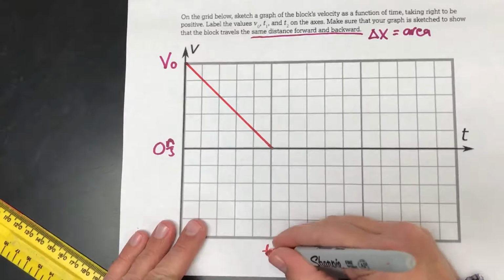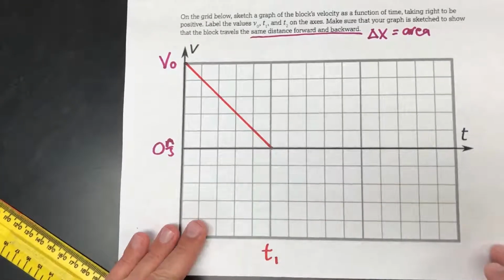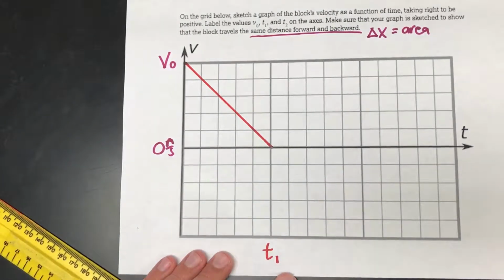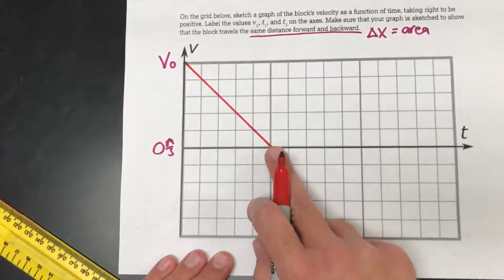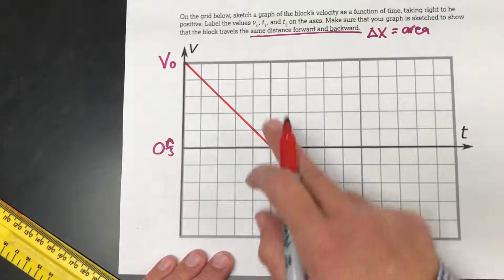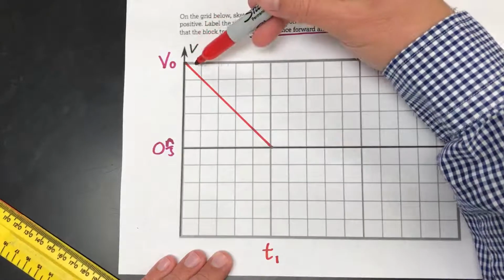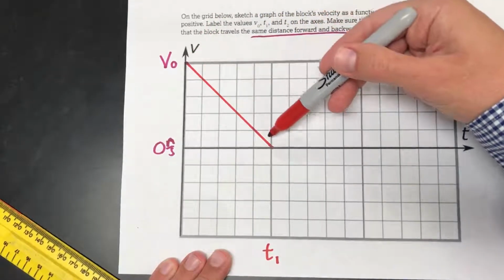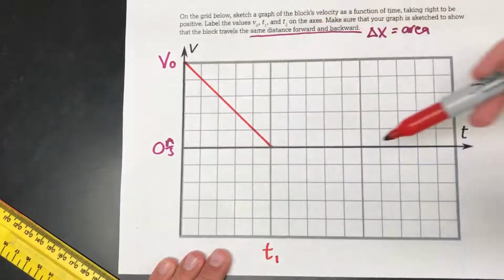This, by the way, is T1. That is when we finally come to a rest out there at x equals capital D. So that's that moment that we are at rest. And this makes sense. We start at V0 and we are decreasing in speed until we come down to a rest for a moment in time.